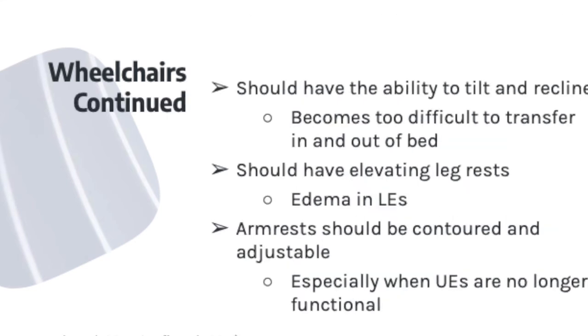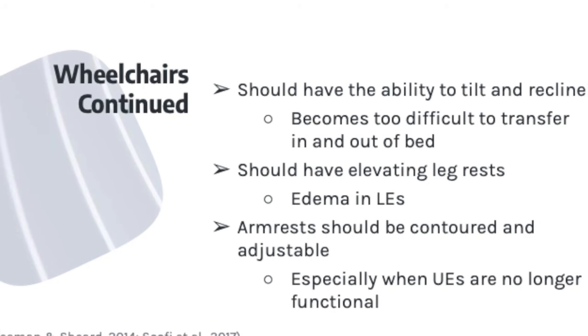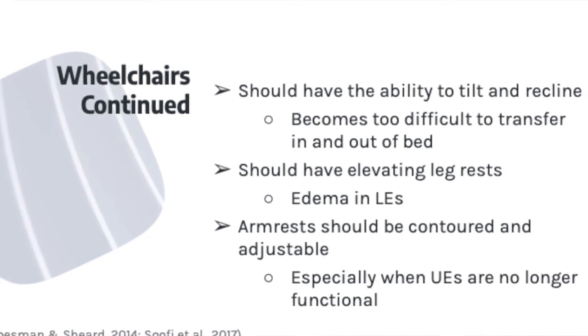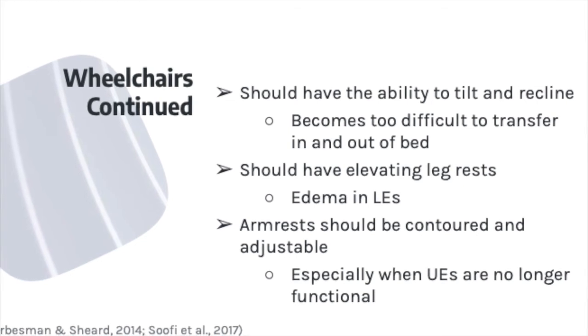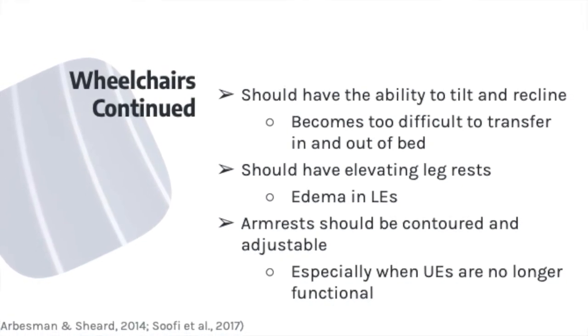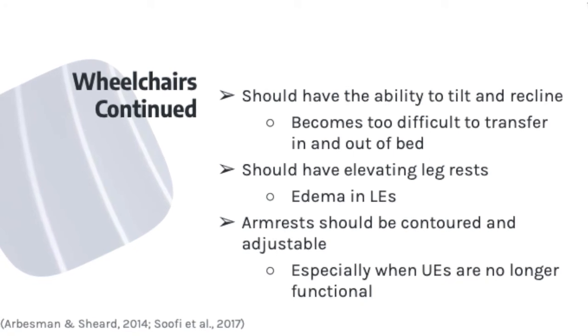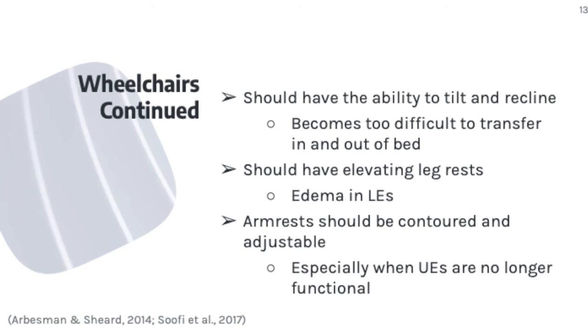This slide mentions some of the important features of a wheelchair. None of these features are new to us, but these considerations, on top of everything else we typically look at as OTs, are especially important with this population. Wheelchairs should have the ability to tilt and recline. Many individuals with ALS find that it becomes too difficult to transfer in and out of bed during the late stages of ALS, so they would rather sleep in their chair.